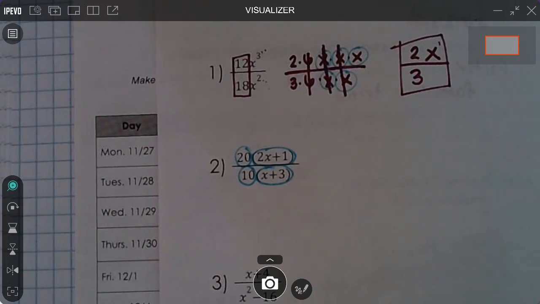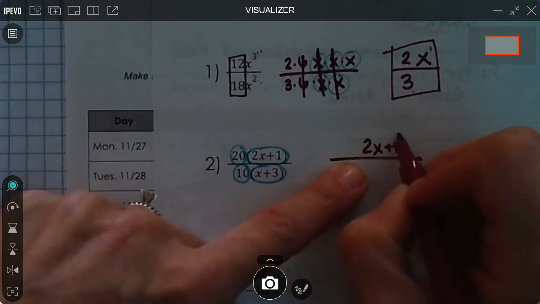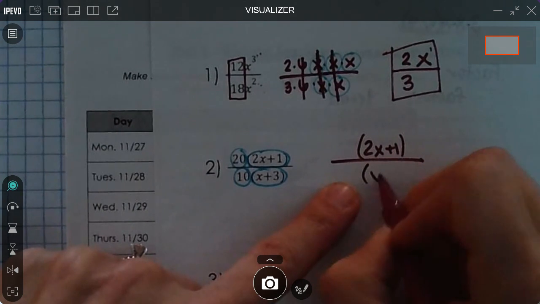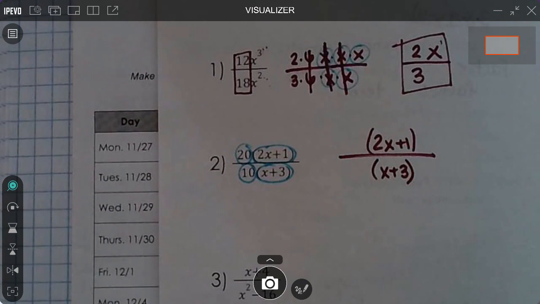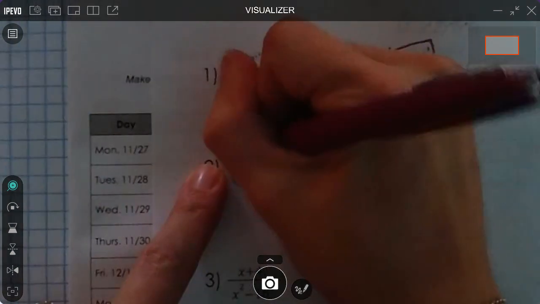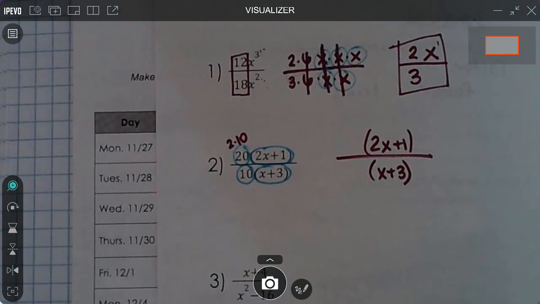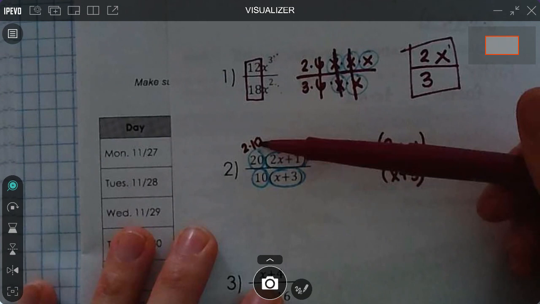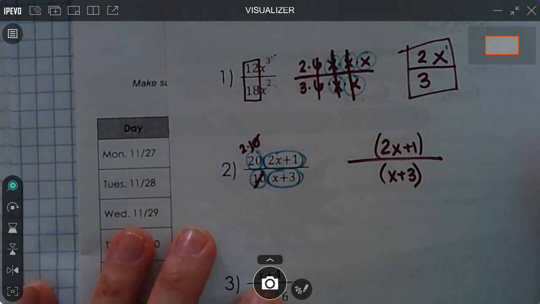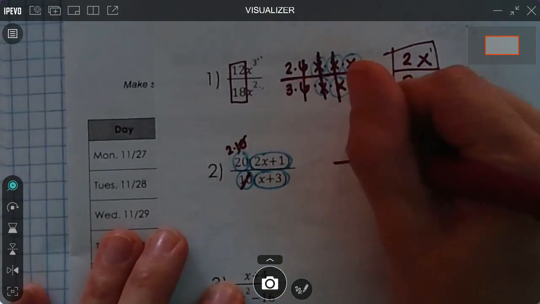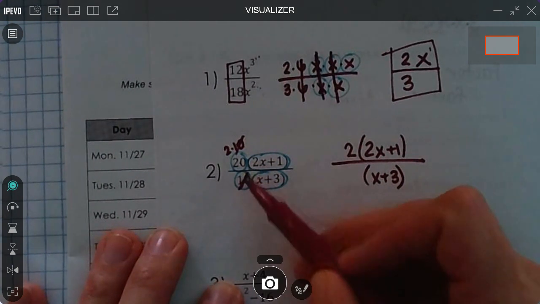All right. So I know these are going to be left on the top. So I know I'm going to have 2x plus 1 on top because I don't have a 2x plus 1 on bottom. And I got an x plus 3 on bottom because I don't have one on top. Now let's work on that 20 and that 10. Do you agree that 20 is really 2 times 10? Well, what's on top and bottom now? Do you see a 10 on top and a 10 on bottom? So what does 20 over 10 reduce to? 2. Just 2, right? Because don't they both have a 10 in common?